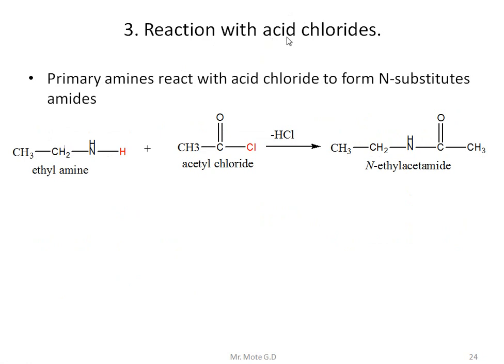Then the third method, reaction with acid chloride. Primary amines react with acid chloride, that is acetyl chloride. Cl from this and H from the amine will be liberated as HCl, and it will produce an amide, NHCOCH3. That is, ethylamine treated with acetyl chloride to form N-ethyl acetamide.